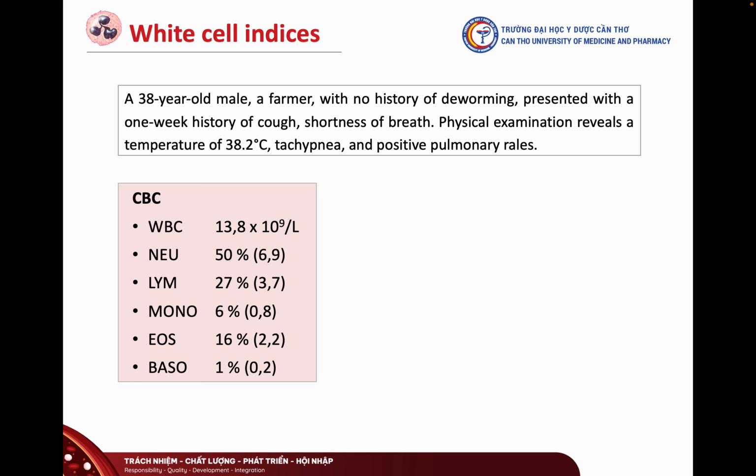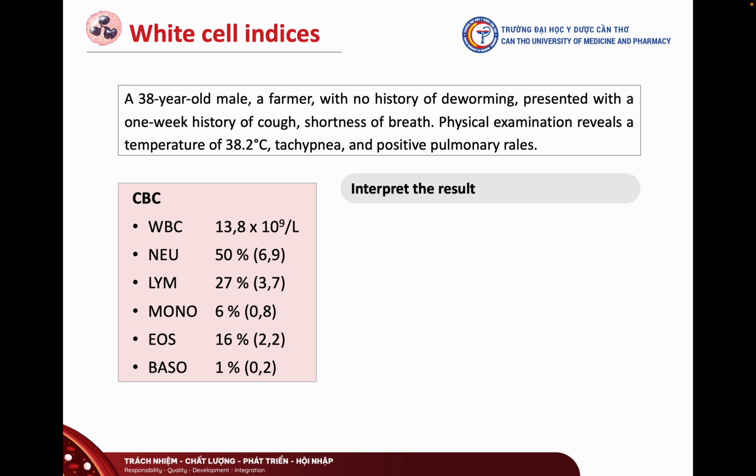Alright, here's another case to consider. We have a 38-year-old male who works as a farmer and has never received deworming treatment. He presents with a 1-week history of cough and shortness of breath. On exam, his temperature is 38.2 degrees Celsius, and he is tachypneic and has positive pulmonary rales also. Now let's look at his CBC.